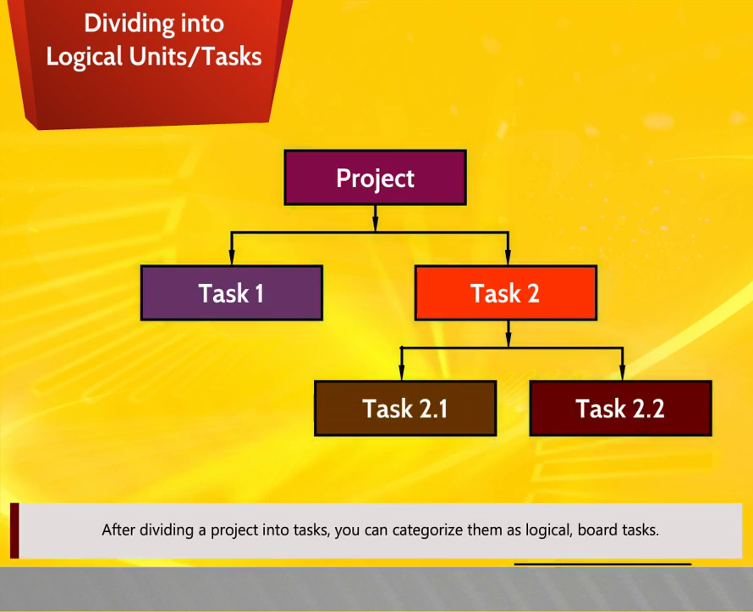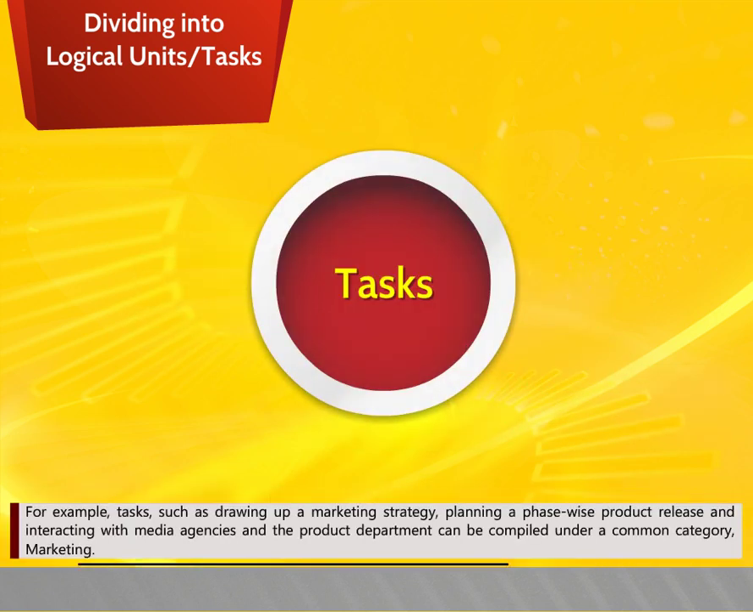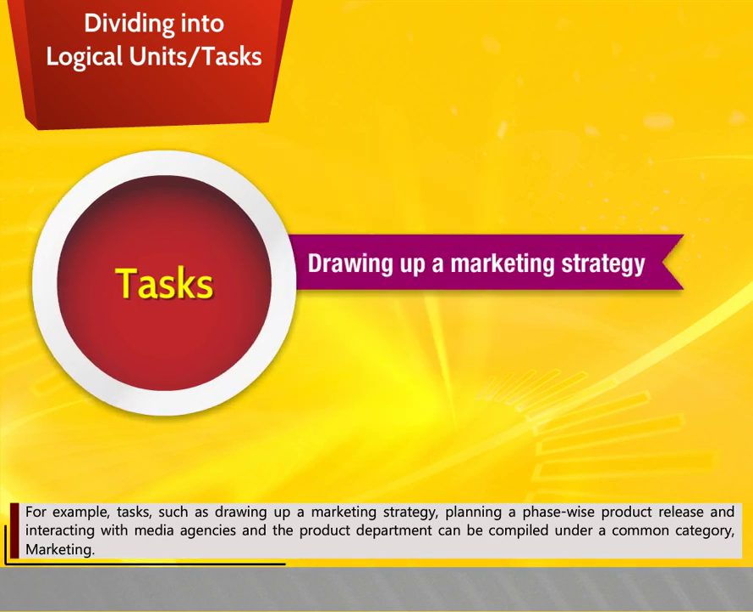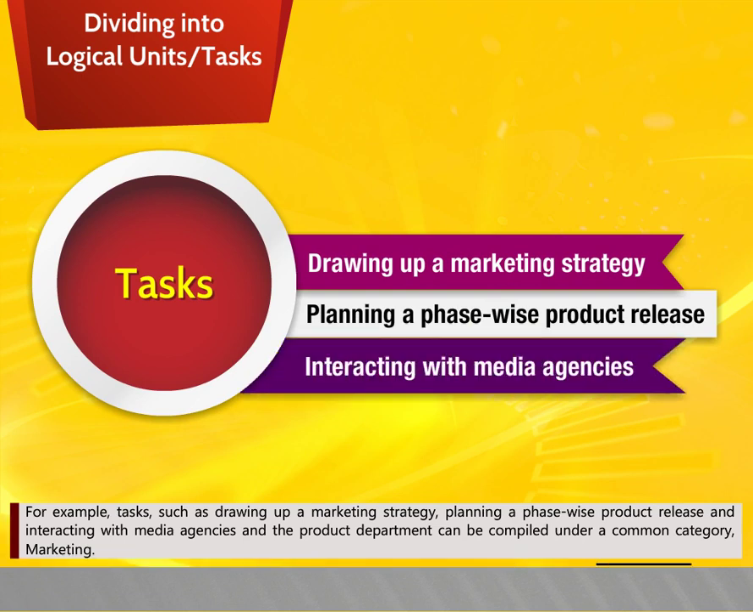After dividing a project into tasks, you can characterize them as logical groups of tasks. For example, tasks such as drawing up a marketing strategy, planning a phase-wise product release, and interacting with media agencies and the product department can be compiled under a common category, marketing.